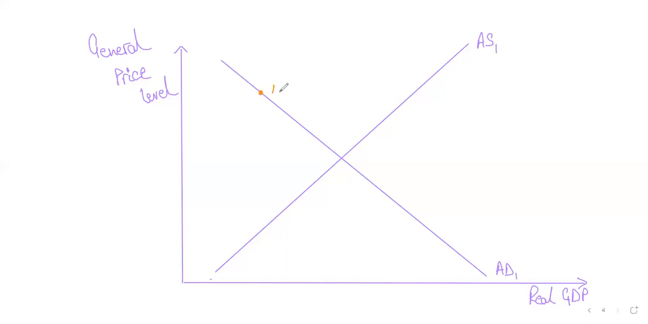So let's say the economy is initially operating at point A and then moves to point B, right? At a higher general price level, your aggregate demand is low. At a low general price level, your aggregate demand is high. Easy? Is everyone clear on this? We good on this, right?